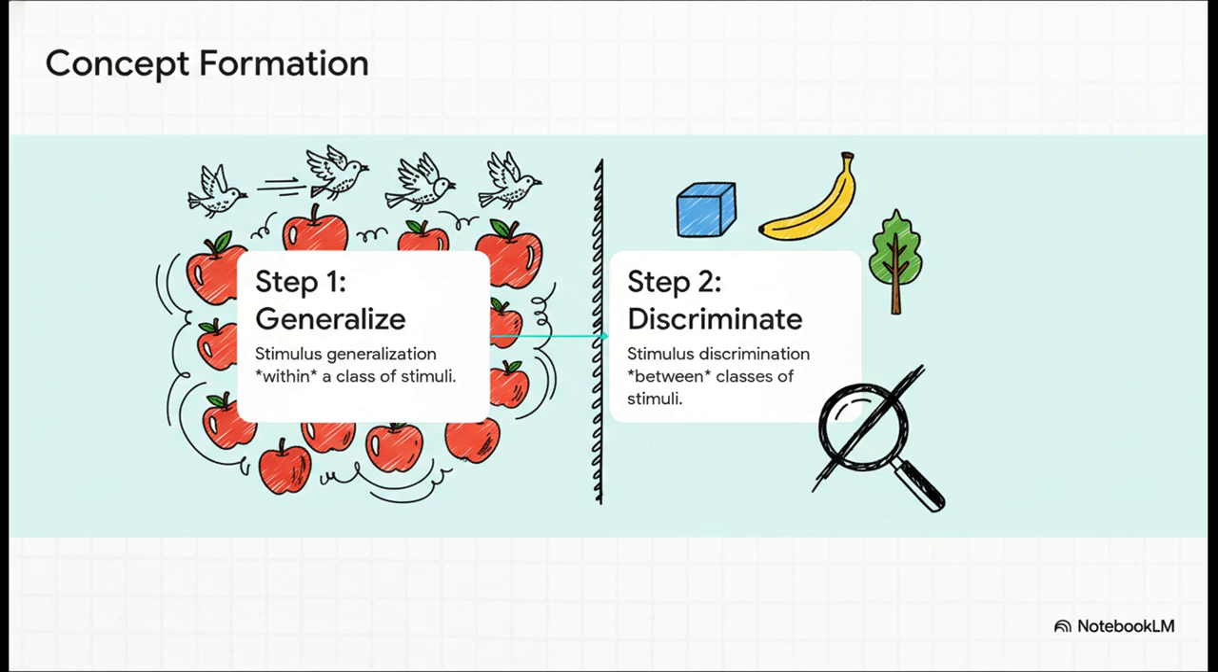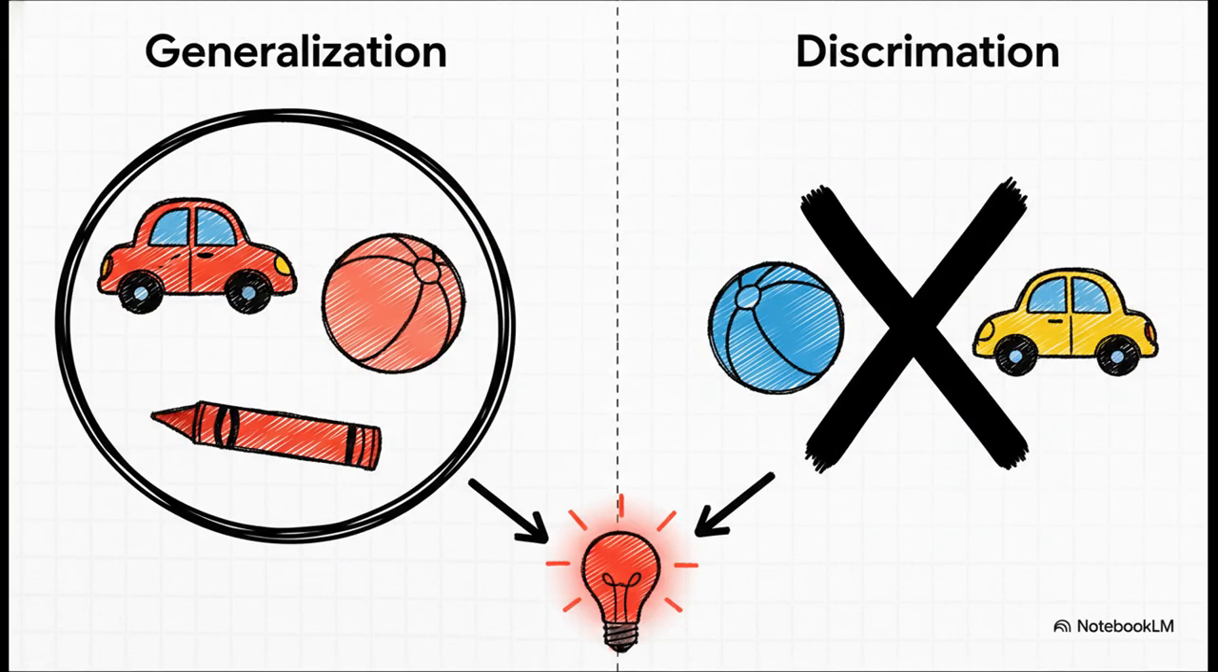First, you have to teach stimulus generalization within a class. That just means the learner responds the same way to lots of different examples of the same concept. And second, you have to teach stimulus discrimination between classes. That means the learner figures out when not to respond, when something doesn't fit in that category. And this example just perfectly illustrates how it all works.